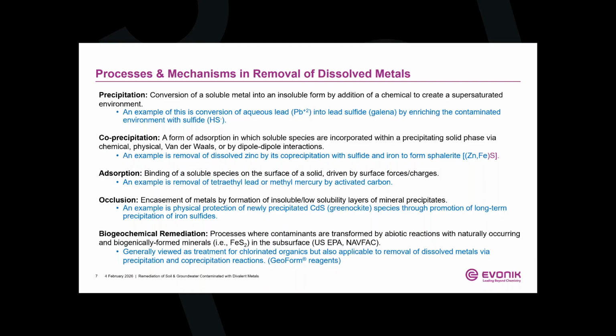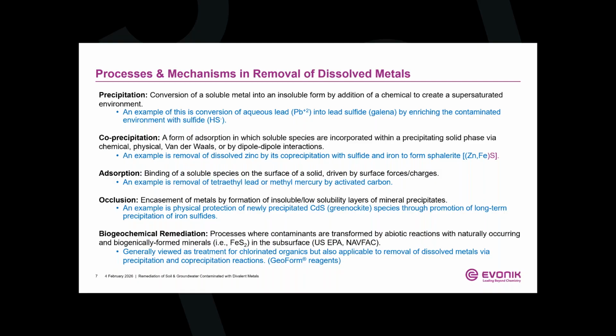Your divalent metal attaches to something else, typically that has a charge on it, and the combined two fall out of solution with another metal. And a perfect example of that is how zinc attaches to an iron oxide and then precipitates out as zinc iron sulfide. Adsorption, of course, is just attachment of the metal to a surface of some type, typically along the lines of ionic charge.